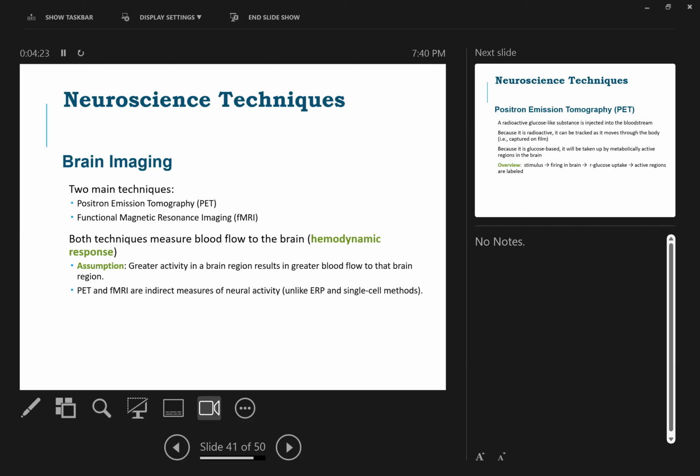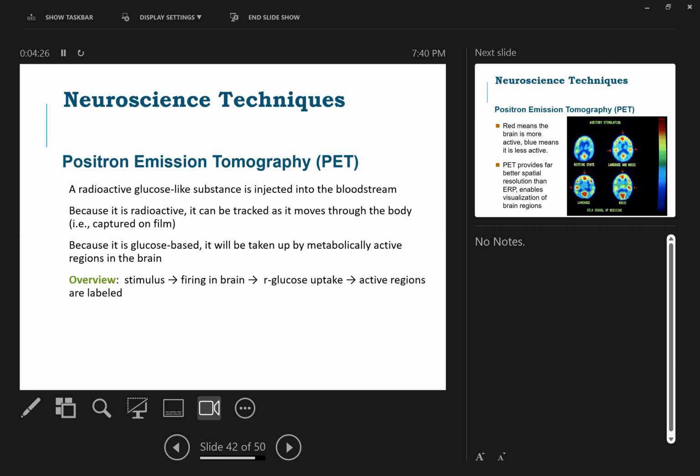For these reasons, we call them indirect. So with PET, you inject humans with a substance, a little radioactive substance, into their blood system, and when there is activity in the brain, you can track this radioactive signal as it moves around in the brain. If there is higher blood flow to certain brain areas, then you should be able to see more radioactive signal coming from that brain area.